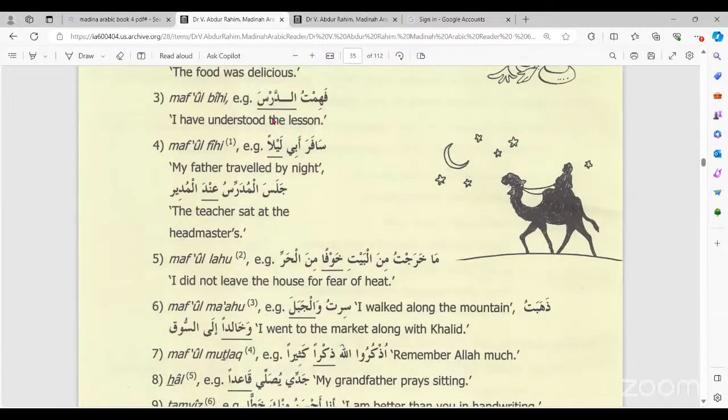Go ahead. Jalasal mudarrisu indal mudiri. The teacher sat at the headmaster's. So here you have inda, which is a zarf of place. Correct. And then because of that, you have mudiri. Inda is the one that is mansub because it is a zarf. Correct. And inda is mudaf, al-mudiri is mudaf ilayh. Perfect. All right. Thank you, Sheikh.